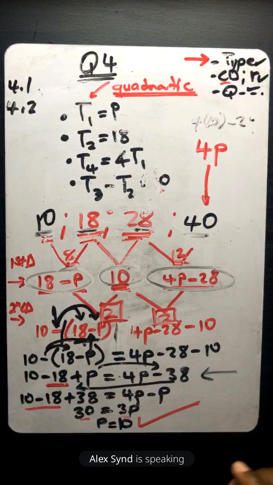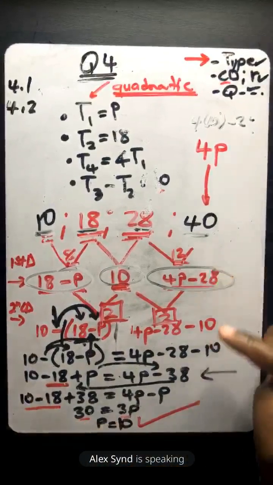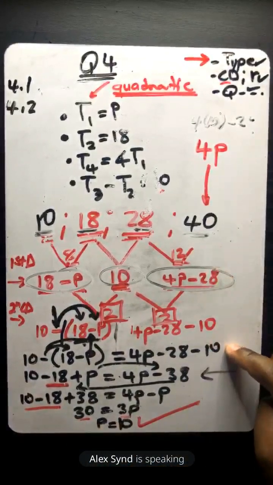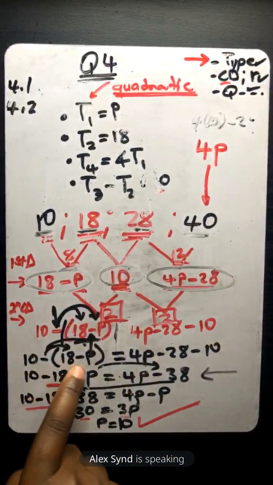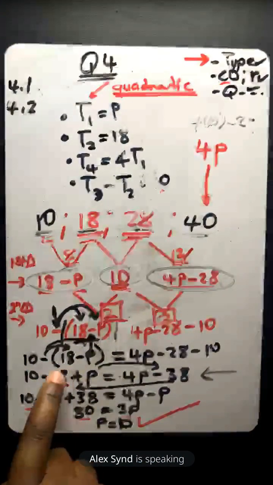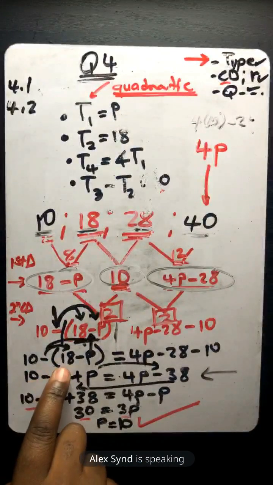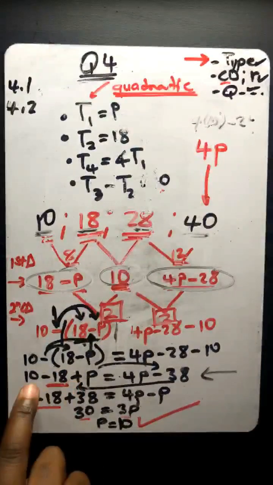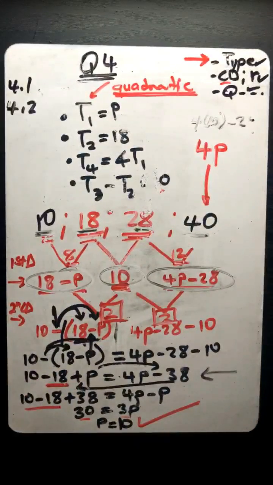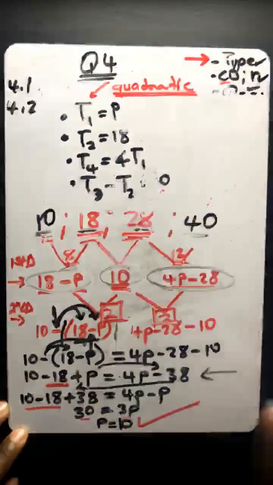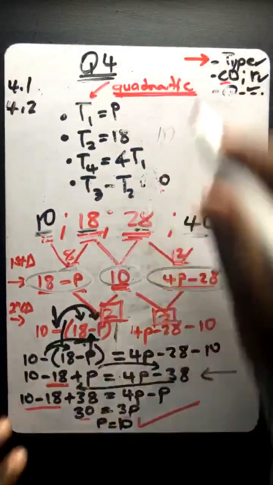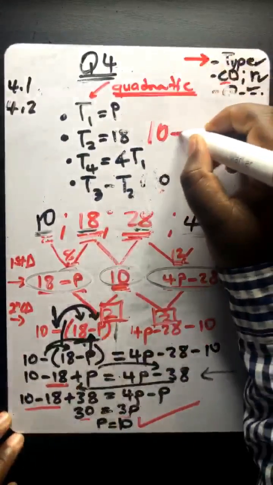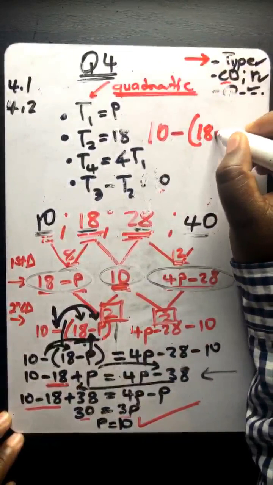On the first black line calculation, which says 10 on your left hand side, where it says 10 minus 18 minus p, I didn't get how that minus changed to a plus under that one. Remember, it's because when you multiply a negative by a negative, it gives you a positive. It's not 10 minus 18 minus p, it's actually 10 minus into 18 minus p.